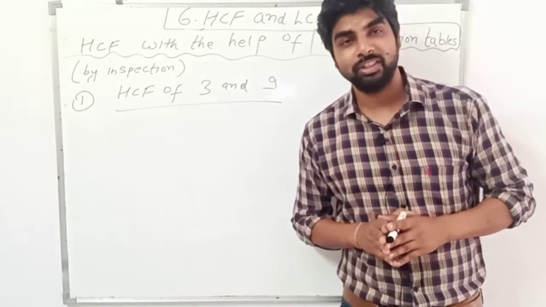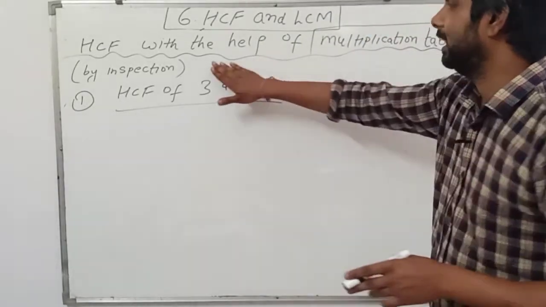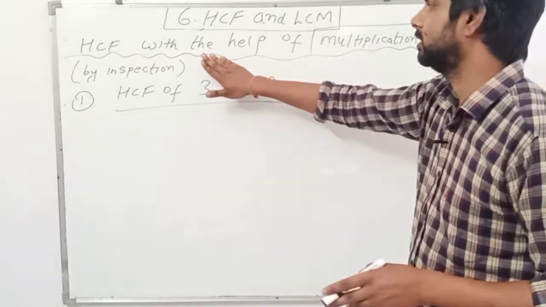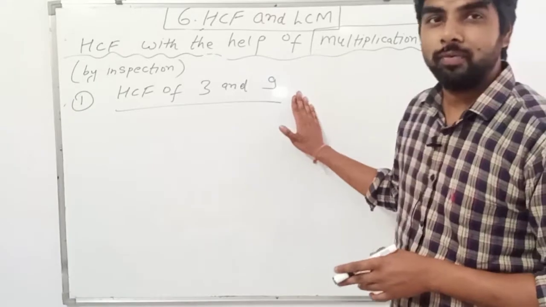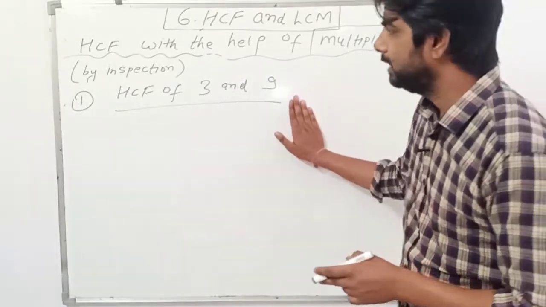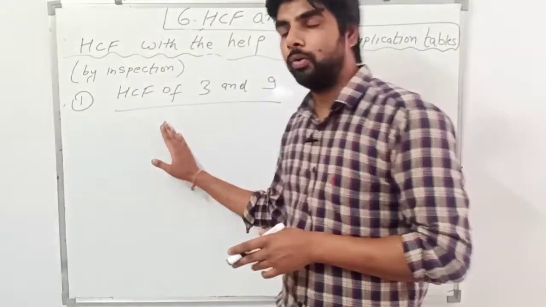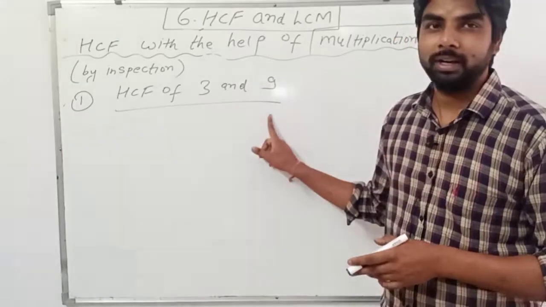Let's learn some methods of finding out HCF. The first method is called the method of inspection. In this we will use multiplication tables to find out HCF of numbers. Okay, so let's learn the method. In this method what we do, we find out the greatest number in which table the both numbers come.